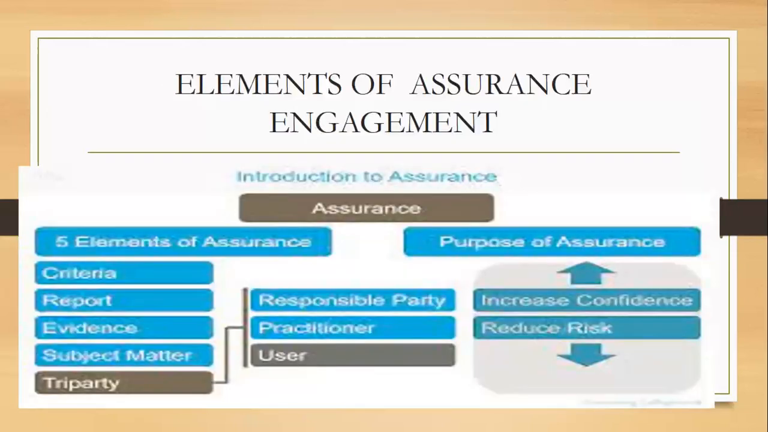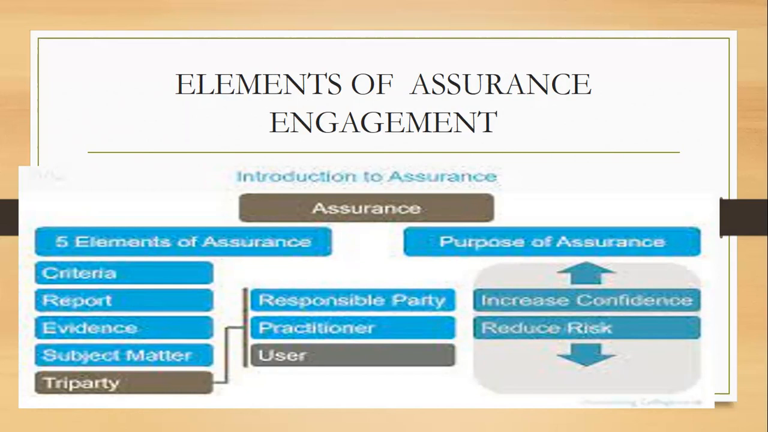Now, let me talk about elements of assurance engagements. Audit is a type of assurance engagement. Another type of assurance engagement is what we call review. Audit and review are subsets of assurance engagement. So there are 5 elements of assurance engagement, very, very important in audit. The first, I will not follow what is on the screen.